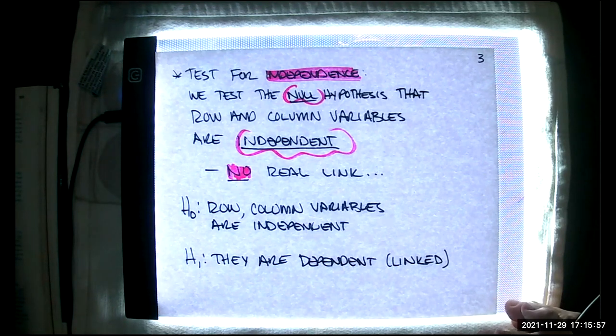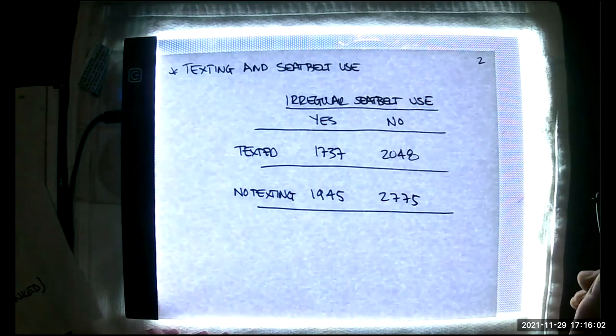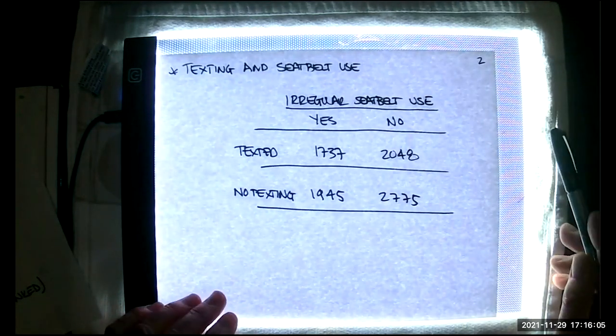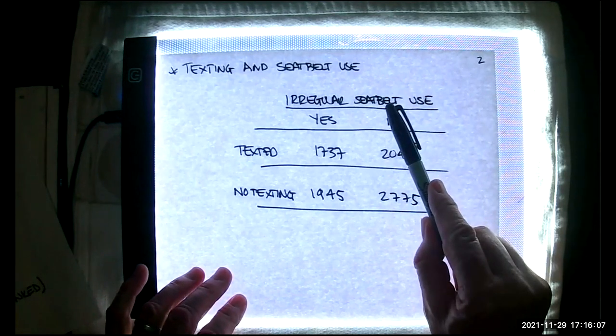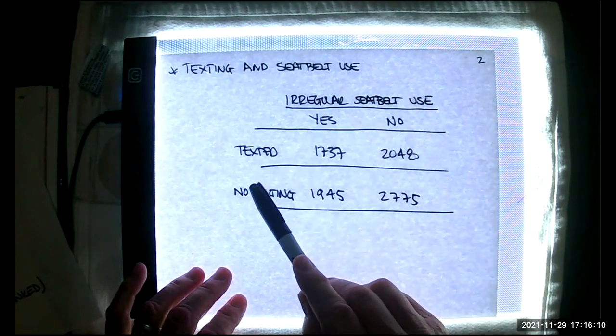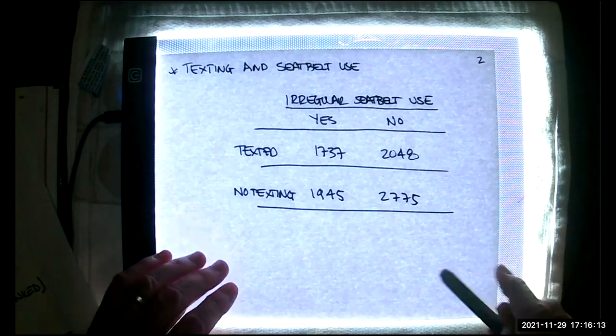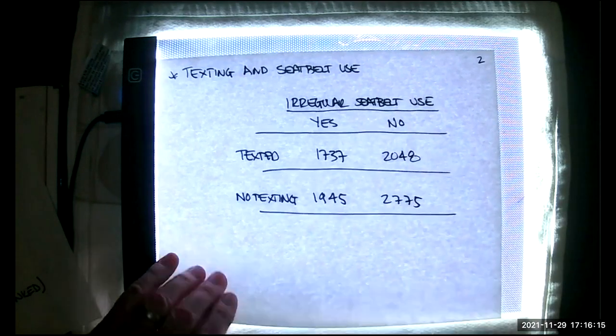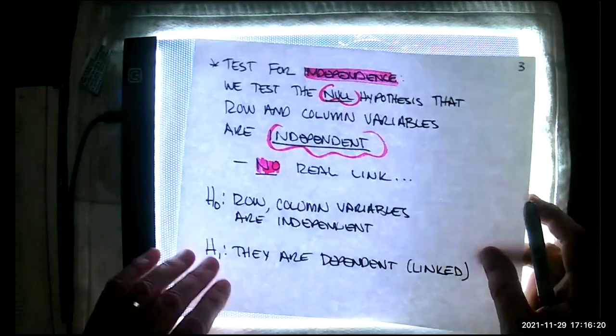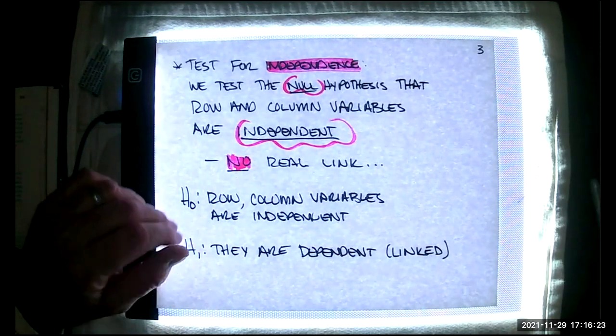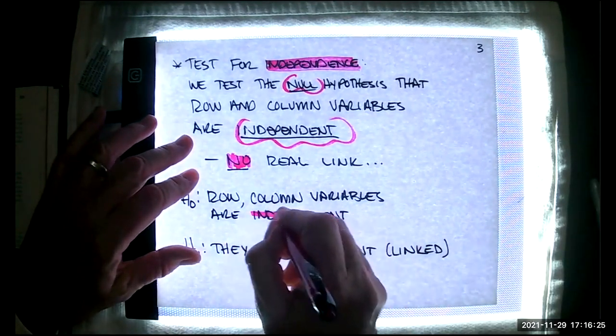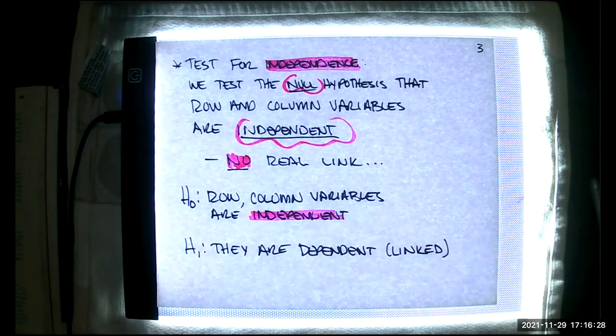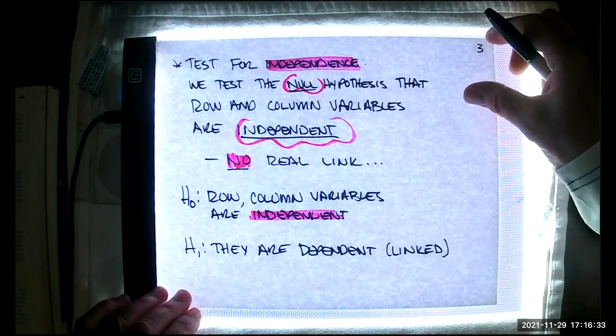For example, let me bring that previous example back. One might think that risky behavior is risky behavior, and if you are likely to be irregular in your seatbelt use, you are also likely to be a texter while driving. That's really what this is about, if there is some sort of link between row and column variables. So as I say, the null hypothesis is that they are independent. There is no link. Knowing something about one says nothing about the other variable. The alternative hypothesis postulates a link.